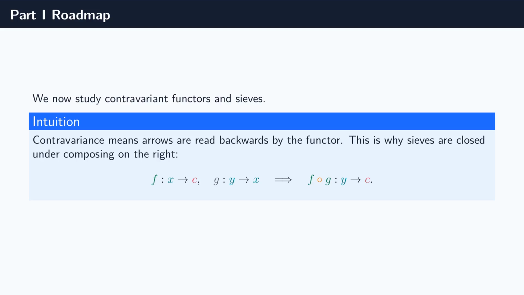The roadmap is this. Contravariance reverses arrows, and that reversal creates closure under composing on the right. If F goes from X to C, and G goes from Y to X, then the composite F after G goes from Y to C. A sieve is exactly a collection of arrows into C that is closed under this operation. Once an arrow into C is accepted, every longer route into it is accepted too.